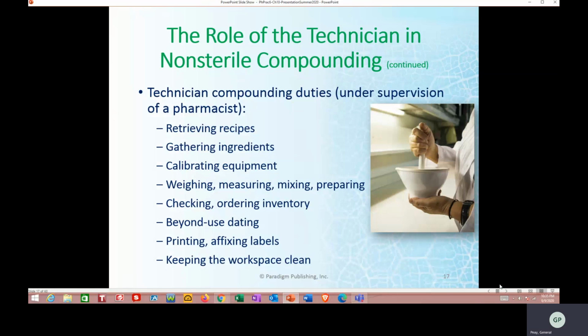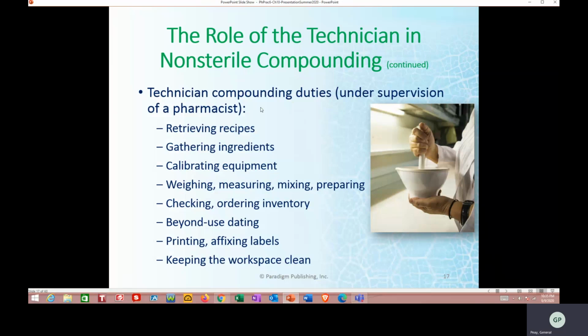Now here comes your job, the role of the technician in non-sterile compounding. Mainly the big chains, Walgreens, CVS, and Walmart, don't do as much compounding, if any, these days. They usually send those prescriptions to independent pharmacies that specialize in compounding. But it's possible that you could work for an independent pharmacy that does compounding.